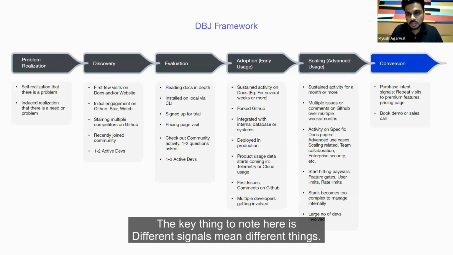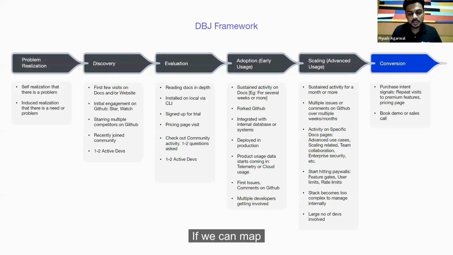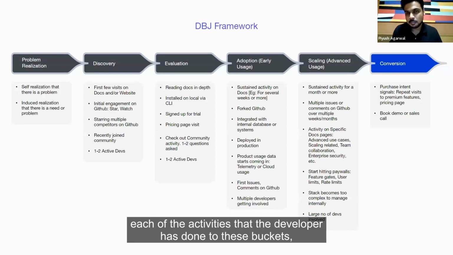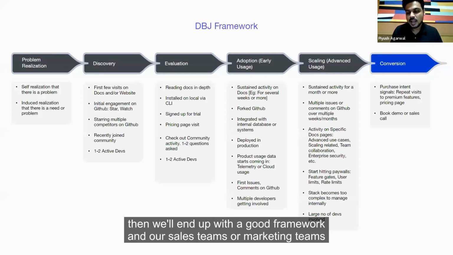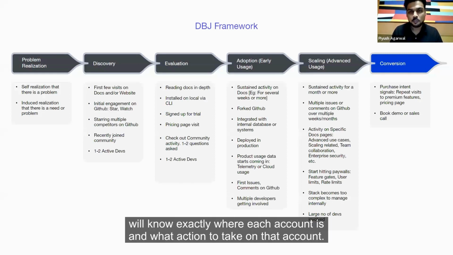The key thing to note here is different signals mean different things. If we can map each of the activities that the developer has done to these buckets, then we'll end up with a good framework. And our sales teams and our marketing teams will know exactly where each account is and what action to take on that account.